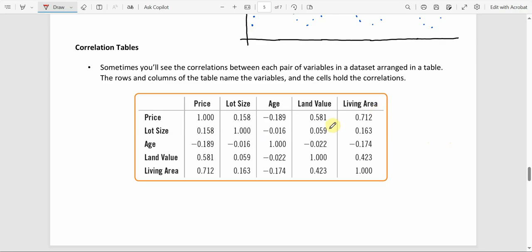Let's see, a 0.59 between lot size and land value. That's pretty weak. Let's see, we don't really have a -1 that's very strong here. I guess the strongest is the -0.189, and that's of the negatives, and that's still not very strong. But you could have a strong -1. We're just not seeing it in this particular example.